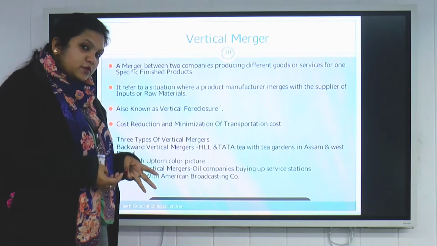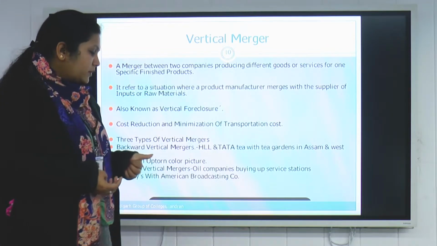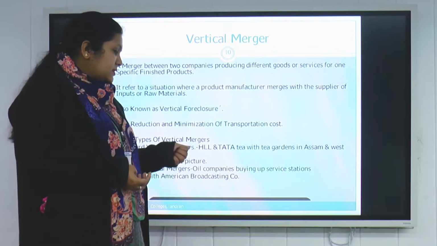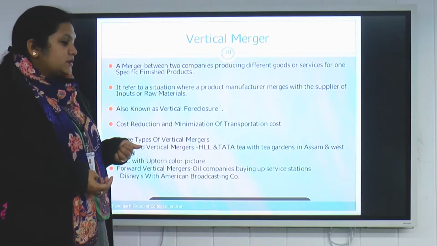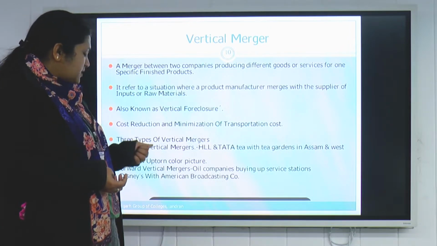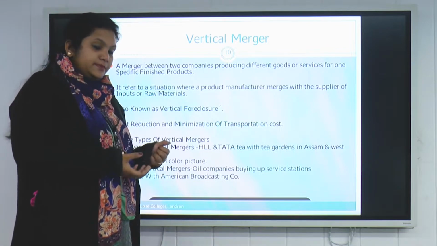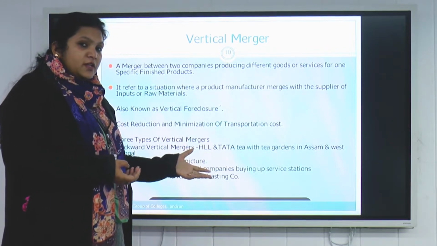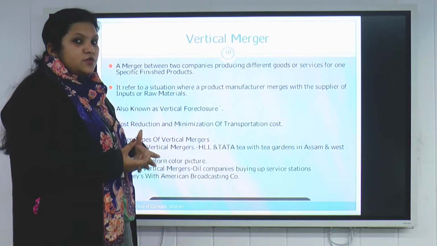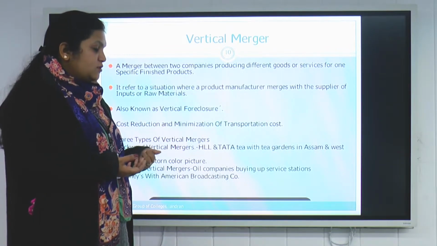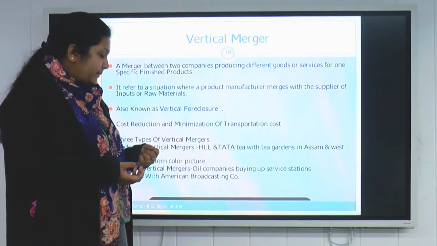There are three types of vertical mergers. Backward vertical merger is HLL, Hindustan Lever Limited, and Tata Tea with tea gardens in Assam and West Bengal. They got merged together. HUL actually took the name of Tata Tea. You might have seen, a number of firms and products in the FMCG industry come under the banner of HUL.